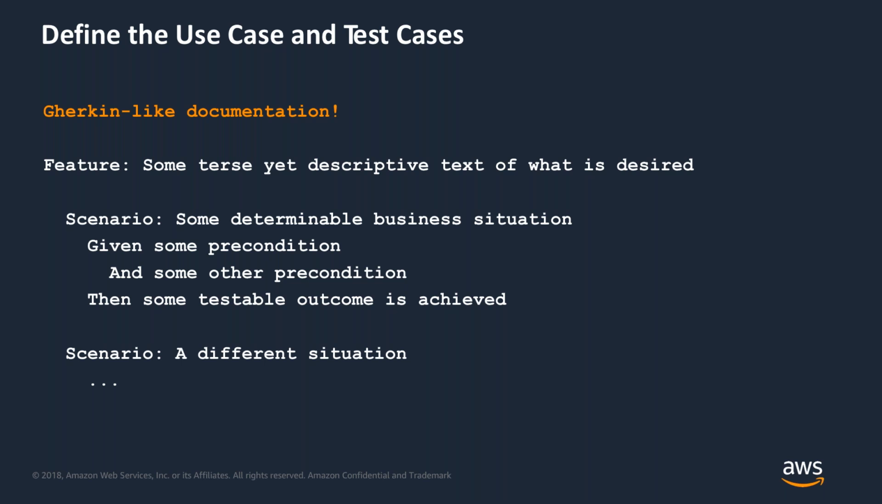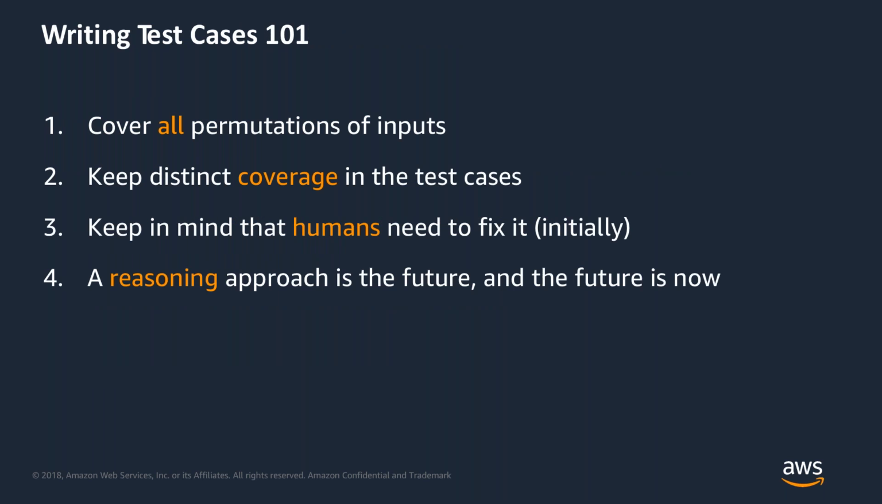Gherkin documentations usually have a feature statement to define the user story for the config rule, followed by scenarios that outline every permutation that needs to be tested, given any preconditions and outlining an outcome. Each of the scenarios can then form a specific test case.